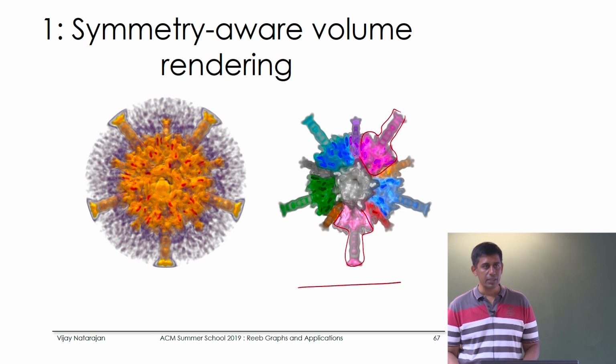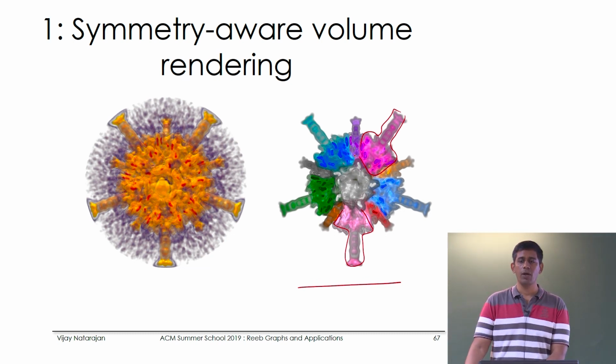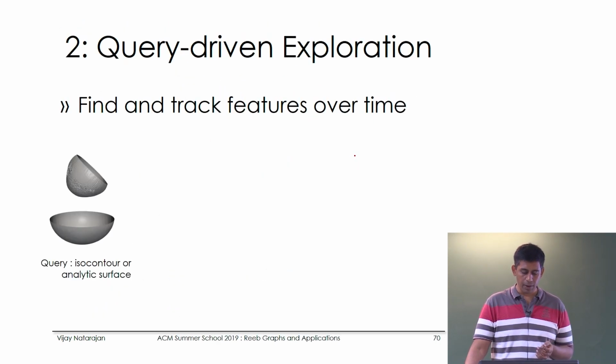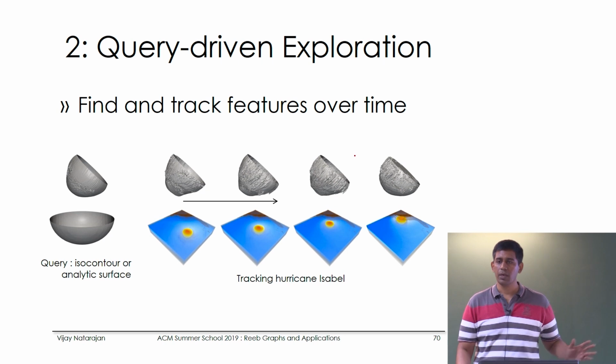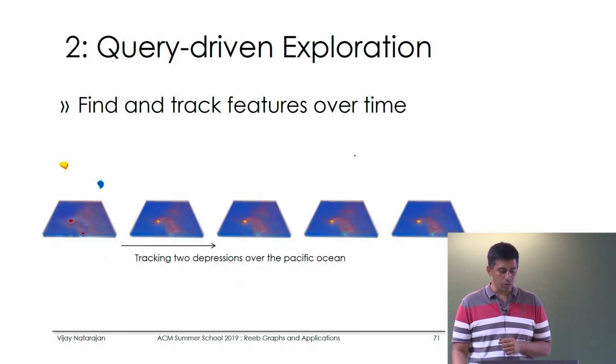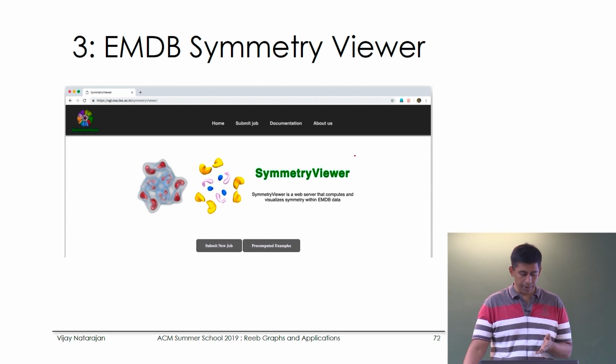So, this is one interesting application of contour trees. This can be extended to time varying data also, to track features like cyclones over time. It can be used to track multiple cyclones even if they occur at the same time. It can be used to find repeating units in a molecule. So, this is a web viewer that we have developed using this idea.